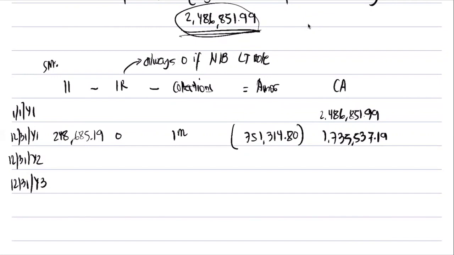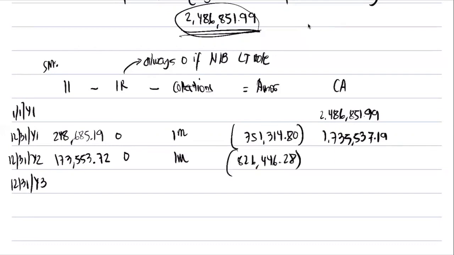December 31, year 2 is still carrying amount multiplied by your effective interest rate. So we have here 173,553.72. Interest received is 0. Collections is 1 million. Amortization therefore is equal to 826,446.28.